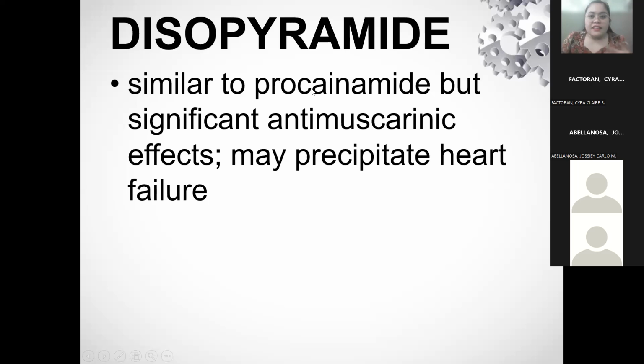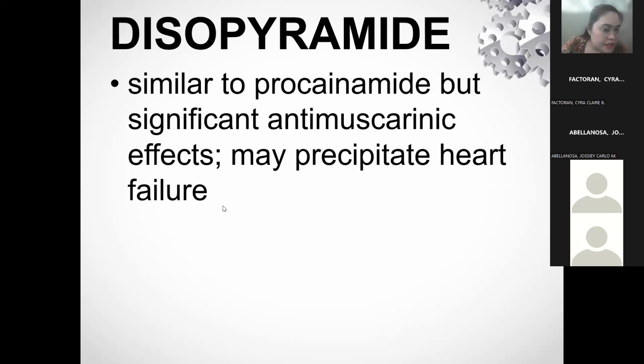Again, disopyramide has anti-muscarinic activity. Again, reverse the DUMBBELS, reverse the diarrhea. That means constipation. Okay, U is urination, so the patient may experience urinary retention. B is bradycardia, so the patient may experience tachycardia. Okay, it's reversed. It is tachycardia, therefore it may precipitate heart failure. So you reverse the other parts of DUMBBELS too.